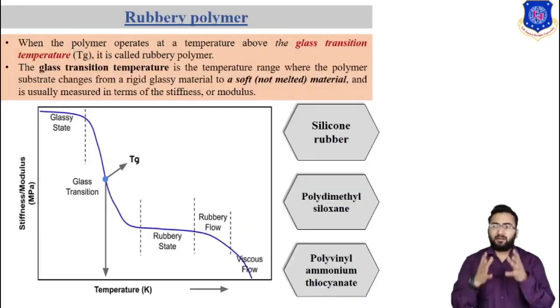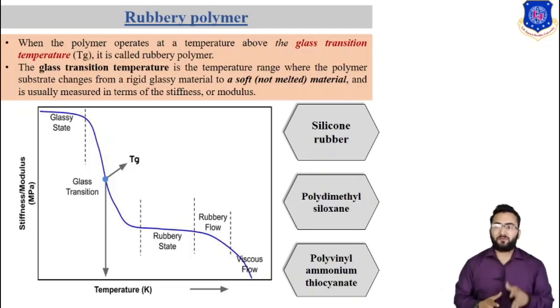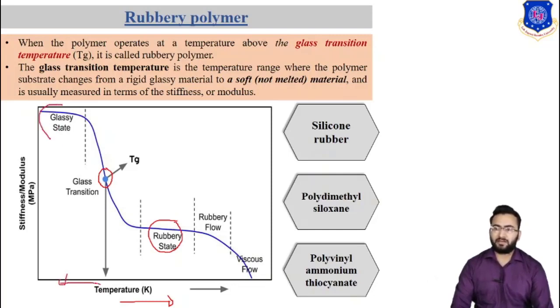When the polymer operates at a temperature above the glass transition temperature, it is called a rubbery polymer. So what is the meaning of glass transition temperature? The glass transition temperature is a temperature range where the polymer substrate changes from a rigid glassy material to a soft material, and is usually measured in terms of stiffness or modulus. From this graph we can see the glass transition temperature. If we increase the temperature in this direction, we get the rubbery state. If we reduce the temperature, we go to a glassy state, and the region between glassy state and rubbery state is known as the glass transition temperature.